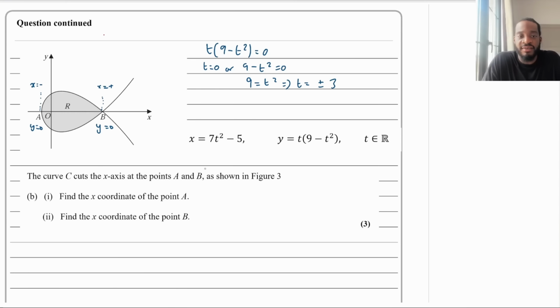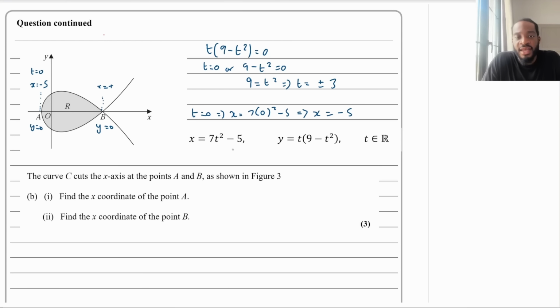Okay, so we're going to plug in these values. If I plug t equals 0 into x equals 7t squared minus 5, then I have x is equal to 7 times 0 squared minus 5. That just means that x is equal to minus 5. So it must be that one. x has to equal minus 5 there, and this is when t is equal to 0.